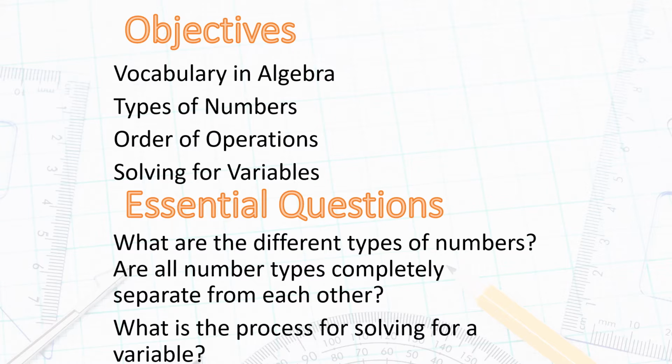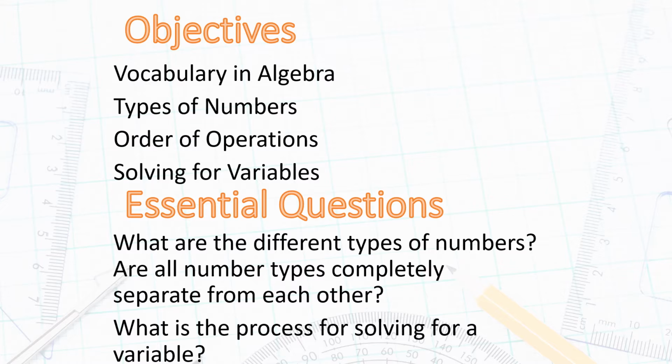So objectives for today, we're going to talk about different vocabulary words that come up in algebra. Super important to start at the ground and build up, and oftentimes just knowing what different words mean is a great place to start. So we're going to look at some vocabulary words first, then we'll talk about different types of numbers, and then we'll slide into order of operations and solving for variables.